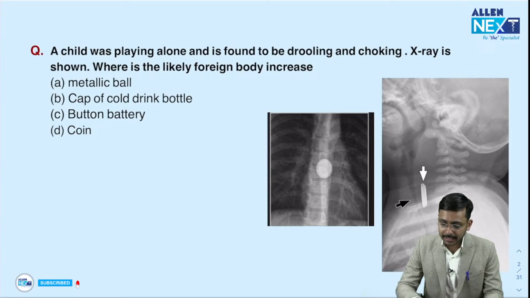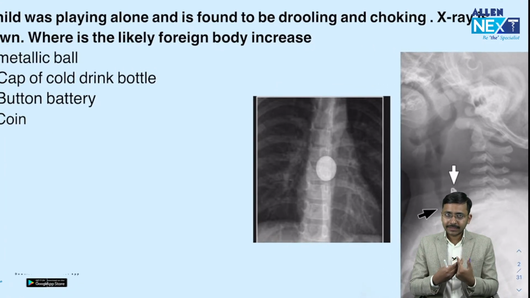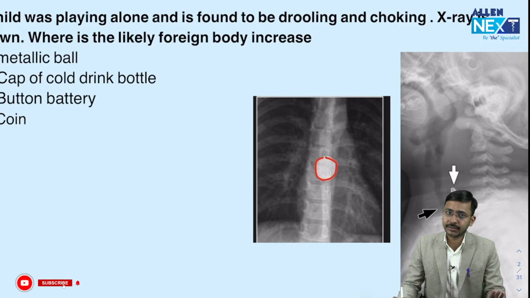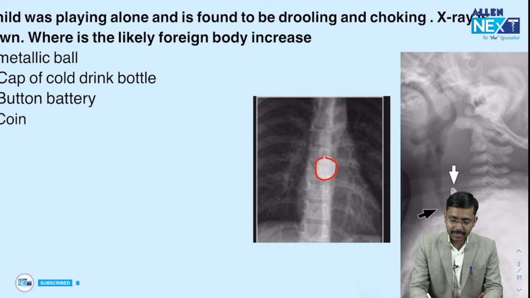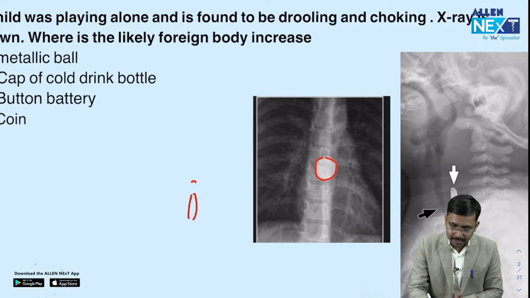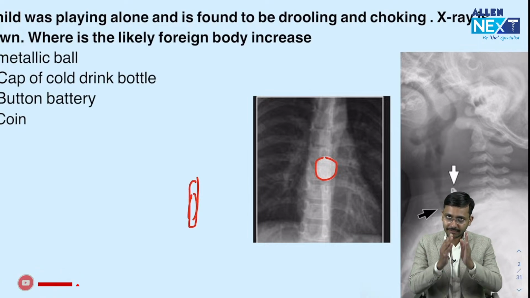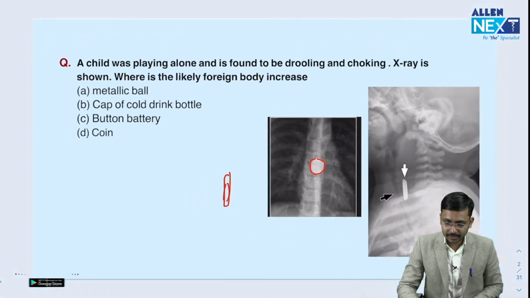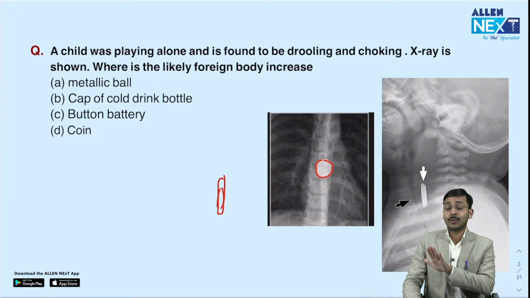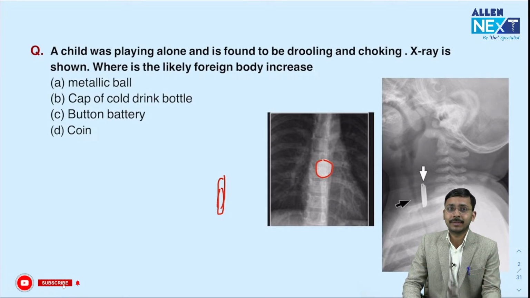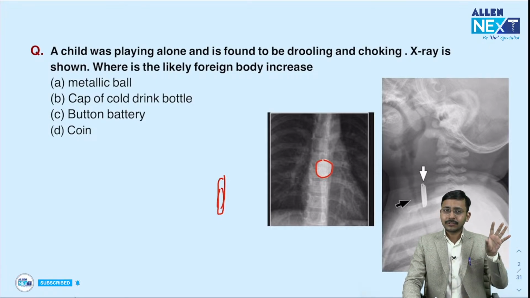Now we know that if in an AP view X-ray we see a circular body, then it has to be in the esophagus. It cannot be in the trachea because the trachea has vocal cords, and for any foreign body to pass through the trachea, it has to be longitudinal like this. So if on an AP X-ray view you see a circular body, it has to be in the esophagus. Now the question was not whether it was in the trachea or the esophagus, but what the foreign body per se was. This is a very frequently asked question in INI-CET.